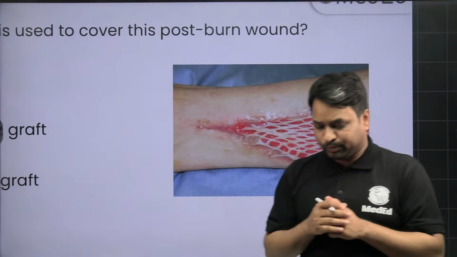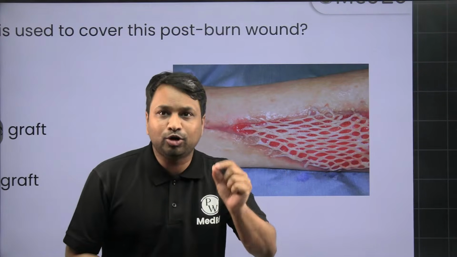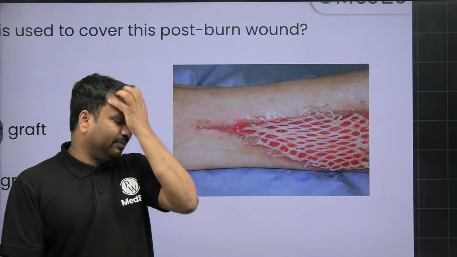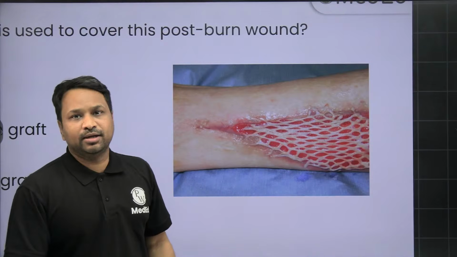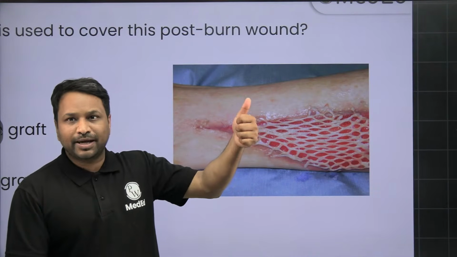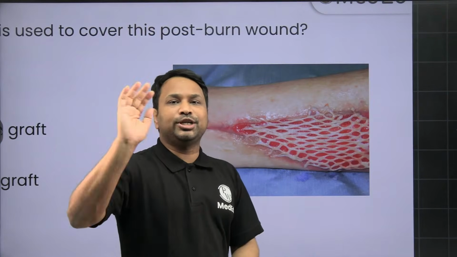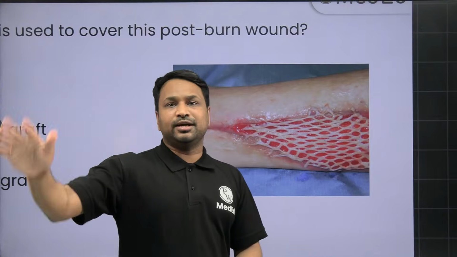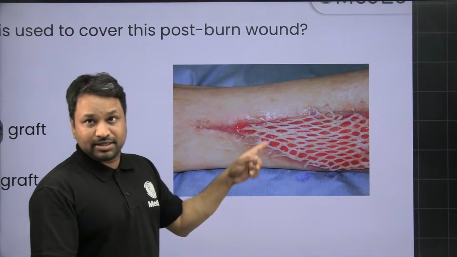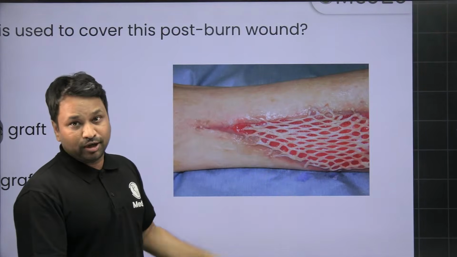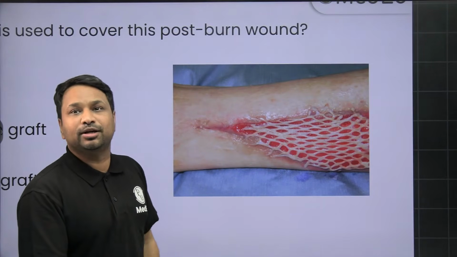Come on, guys, tell me. Is it going to be meshing or is it going to be pie crusting? A quick feedback. Pie crusting or skin meshing? Both pie crusting and skin meshing can be done for split thickness skin graft. So you cannot say it is a split thickness skin graft. I want you to tell me whether it is a pie crusting technique or whether it is a skin meshing technique. Quick feedback.